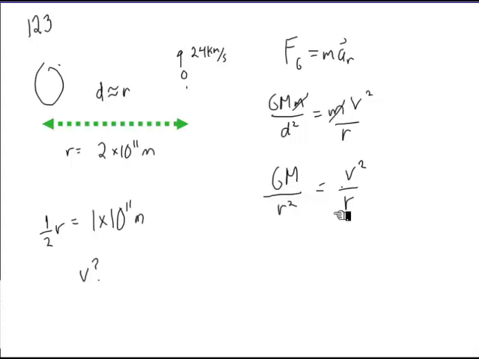G M over r squared equals v squared over r. And I'm going to multiply both sides by r. So G M over r equals v squared. I'm actually going to show you two ways you can solve this, okay? And then I'm going to take the square root to solve for this. And you say, Mr. Merrill, this is no use to me because I don't know the mass of the planet, right? But think about it.